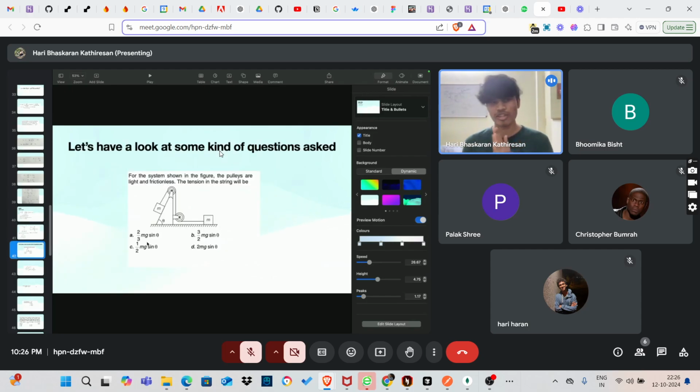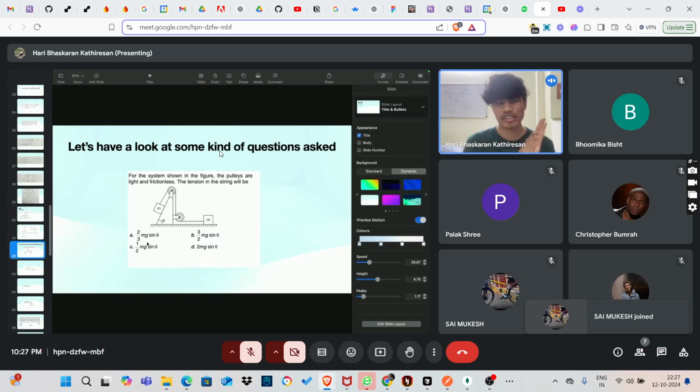So yeah, the first question is a string, wedge, block constraint question. It says, for the system shown, what's the tension in the string, right? So there's only one string. So the tension throughout the string, despite the number of pulleys, would be the same, right? So what do you do now? You need to draw the free body diagram. So let's assume the tension in this string to be T.